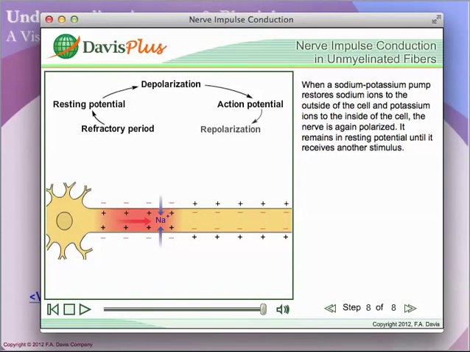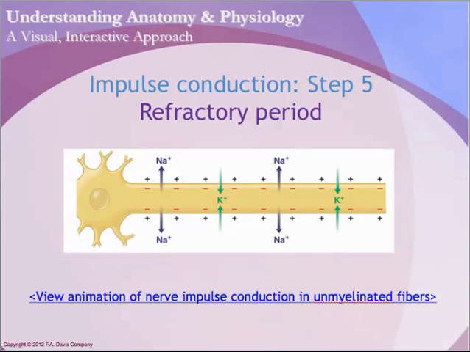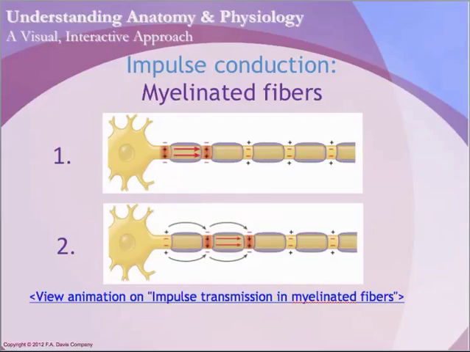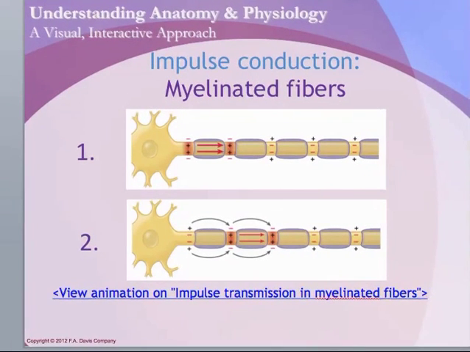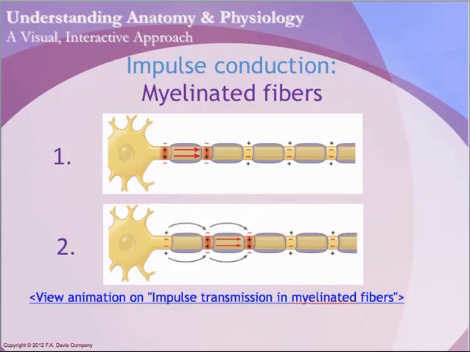All right, so hopefully that just reviews it again for you one more time. And just to be clear, this is impulse conduction in unmyelinated fibers, so there is no myelin sheath on those fibers. What we're going to talk about next, I'm going to show you the animation and how it's slightly different when we're talking about fibers that have this myelin sheath on them. So let's watch that, and then you'll be able to see the difference.